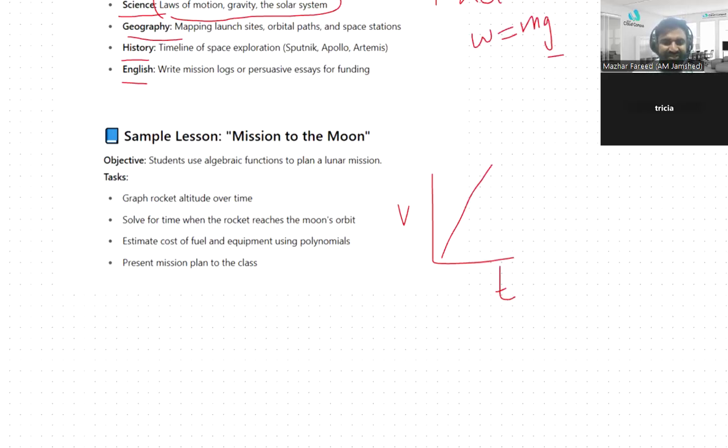Initially its speed is slow. When it goes higher and higher, its speed becomes high. In the second portion, you solve for the time when the rocket reaches the moon orbit. You can guess the time criteria required to reach there. Then you can estimate the cost of fuel and equipment using polynomials and present a mission plan for the class. This also helps to complete their mission.